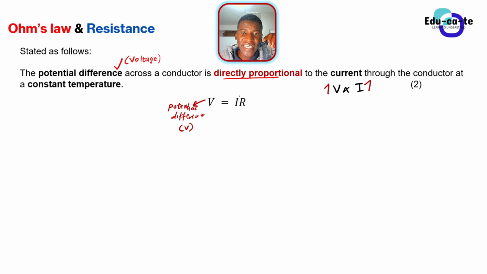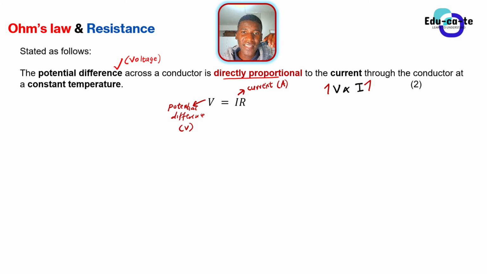And then this I here is the current. That's the symbol for the current strength or the current, and we measure it in amperes. So we measure it in amperes, that's the unit. So whenever you see 2 amperes, that is the current. Whenever you see 2 volts, that is the potential difference.